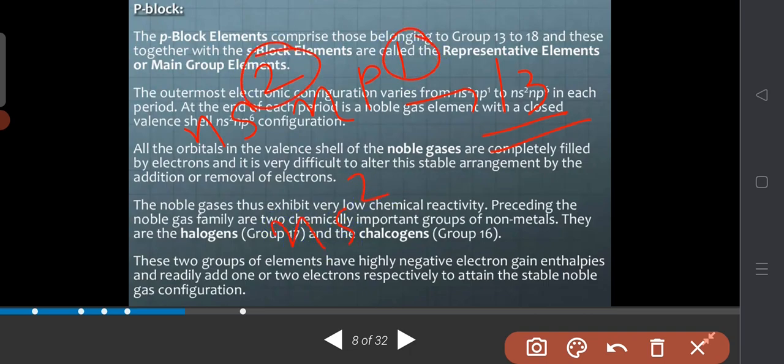If ns2 np2, then a total of 4 electrons are present in the outermost shell, so at that time 14 is the group number, and in the first case 13 is the group number. If it is 5 electrons, then 15 will be the group number. Like that it will be considered, so up to 18 it comes under p block elements.